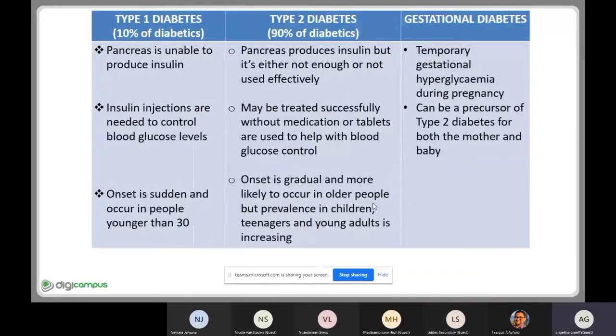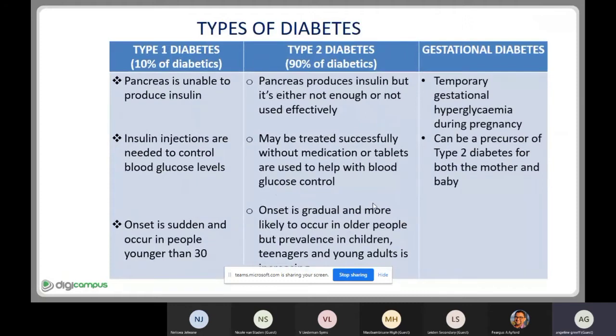So I've just got mine in a table form. You also have that information. So we find with diabetes, we get different types. We get what is known as type 1 diabetes, and then we get type 2 diabetes, and then we get a condition that's known as gestational diabetes. So let's just quickly have a look at the differences between these. When we have a look at diabetics, we see that 10% normally suffers from type 1 and 90% suffers from type 2.